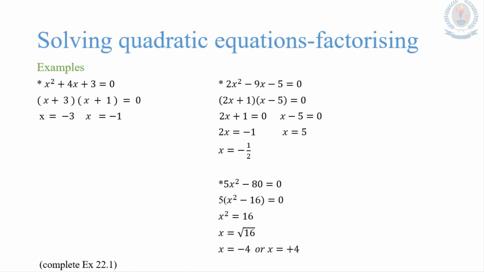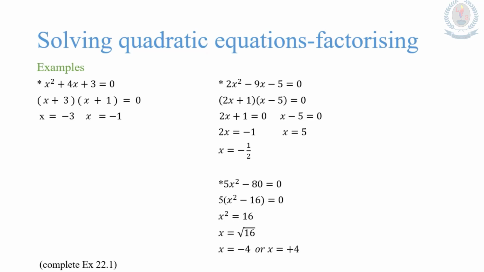Now you can check the second example also. 2x squared minus 9x minus 5 equals 0. Here also by factorizing you can get the two answers: 2x plus 1, x minus 5. How can you factorize this quadratic? 2x squared, that's why 2x and x come in. Middle you have to make minus 9x. You can check whether this one is correct or not.